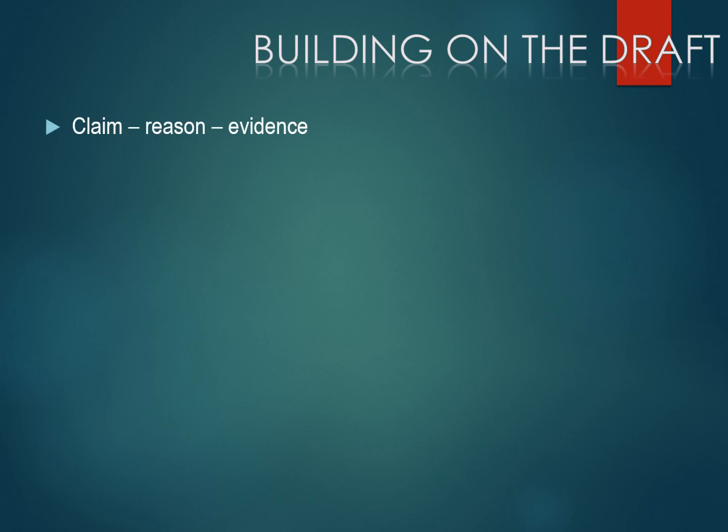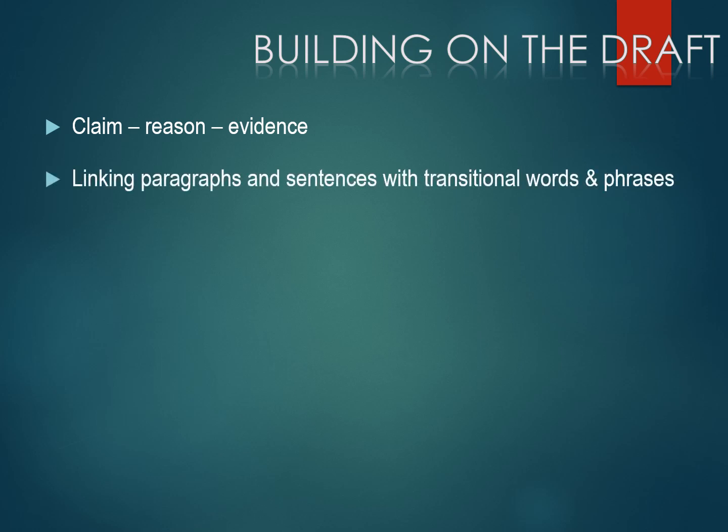So which brings us to building on this first draft. Again, you are going to make claims of what you think in this draft. And you need to give reasons for why you think that. And of course, you need to provide the evidence in citing the literature. Importantly, you need to link your paragraphs and sentences with transitional words and phrases. And I'm going to give you an example. And I'm going to give you some nice transitional words and phrases to take with you.